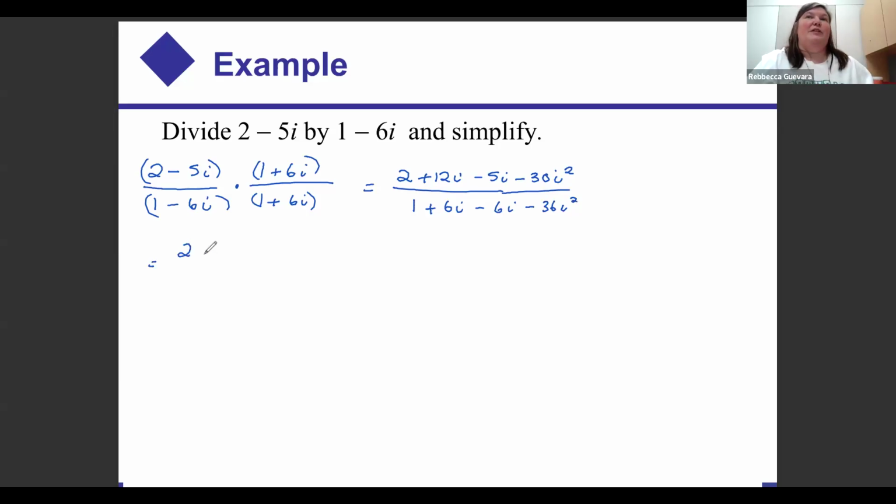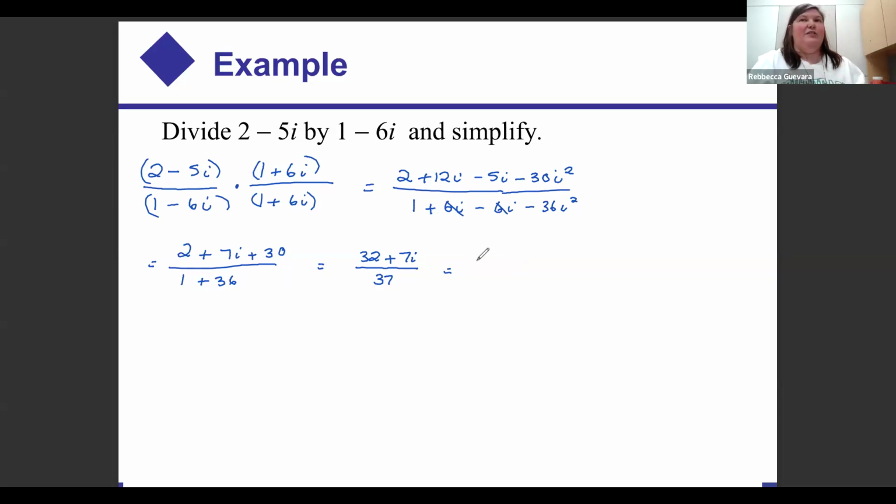So this is going to leave me with on top 2 plus, let me see, 7i. Because we've got that i squared, that's a plus 30. On the bottom, those 6i's cancel, and I'm left with 1 plus 36 because of that i squared. That's going to be negative 1. This turns into a positive 36. So this is 32 plus 7i over 37.